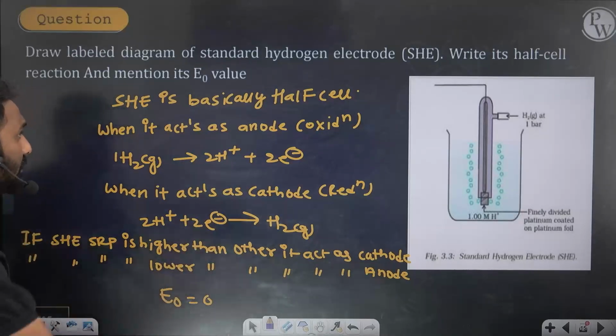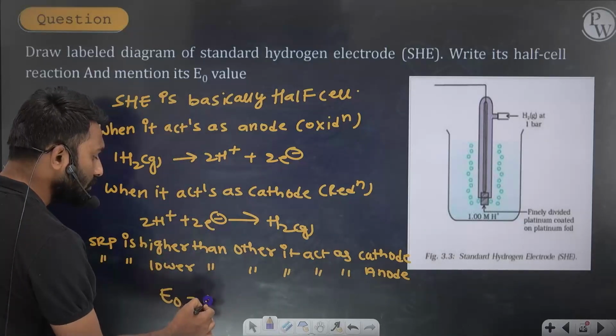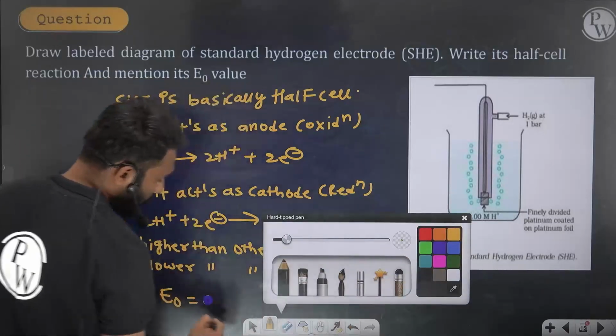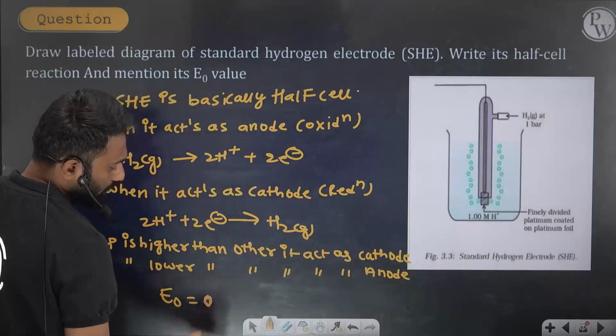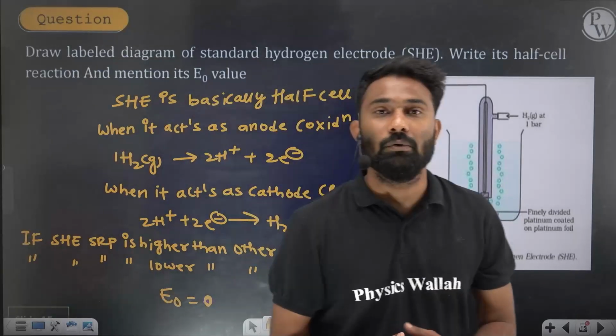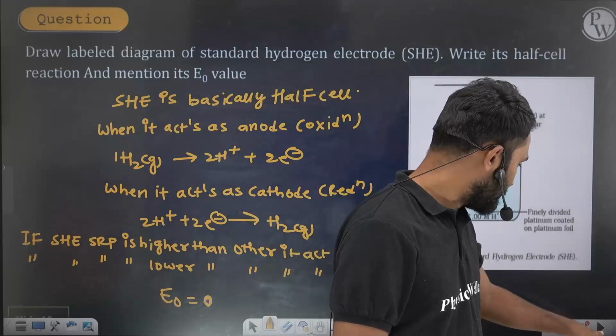Clear? Now its E0 value for the standard hydrogen electrode is 0. For that reason we take it as a reference electrode. Reference electrode value is 0. E0 value for the standard hydrogen electrode is 0. Clear? Next.